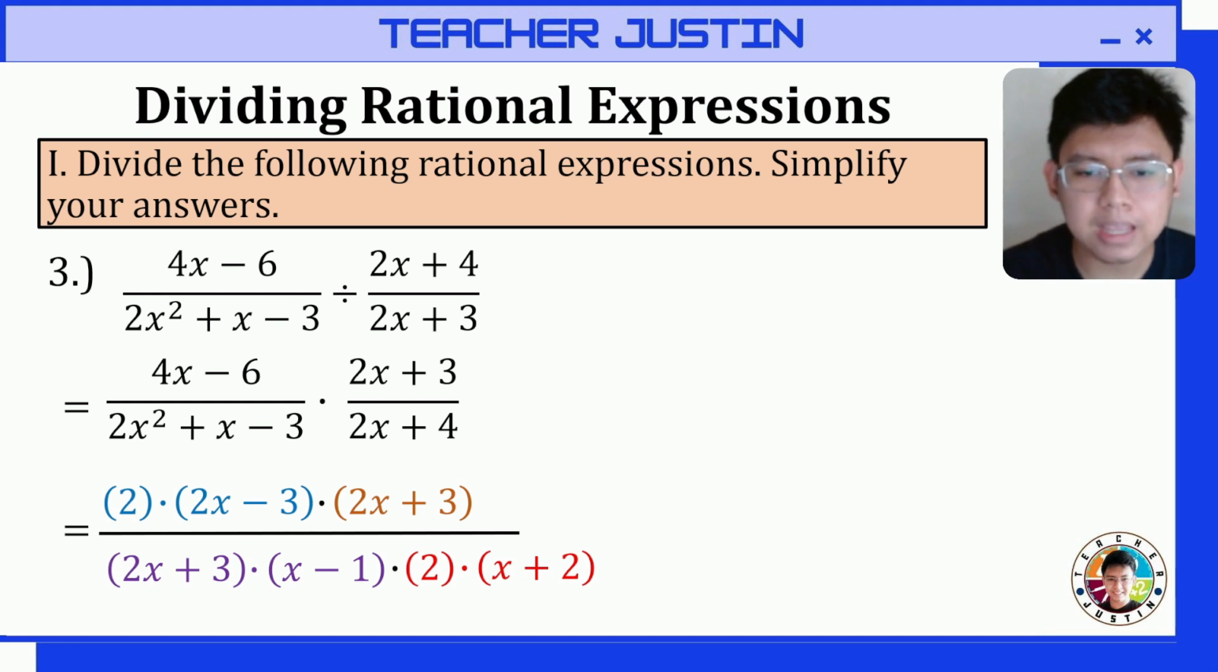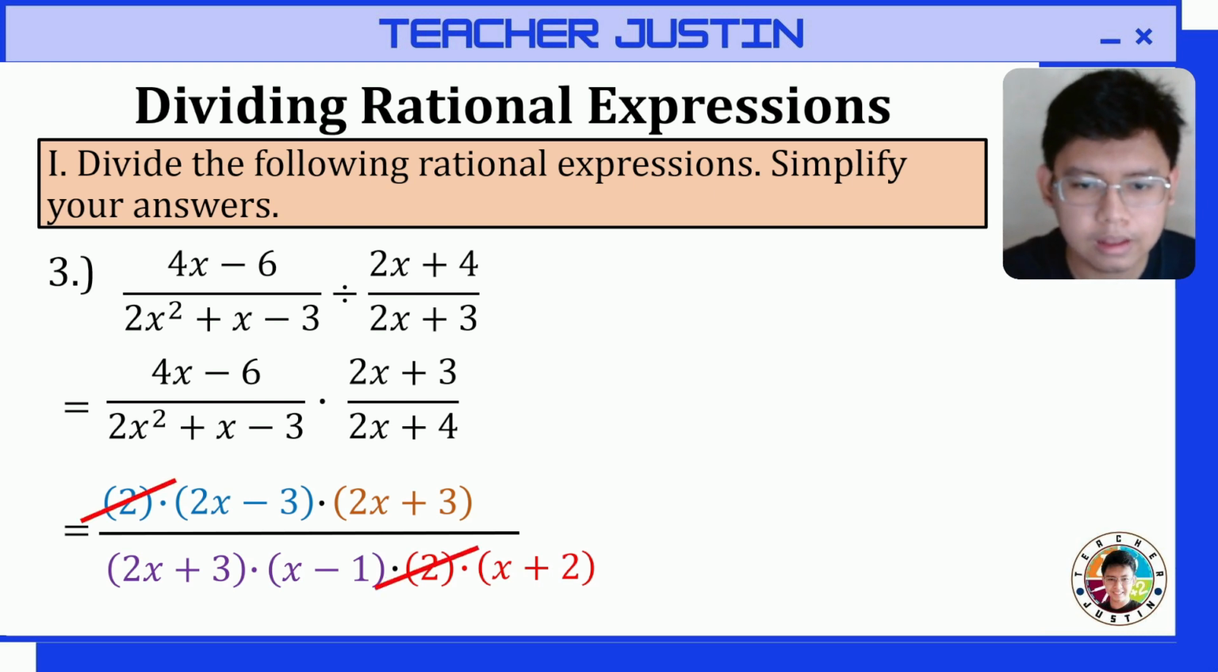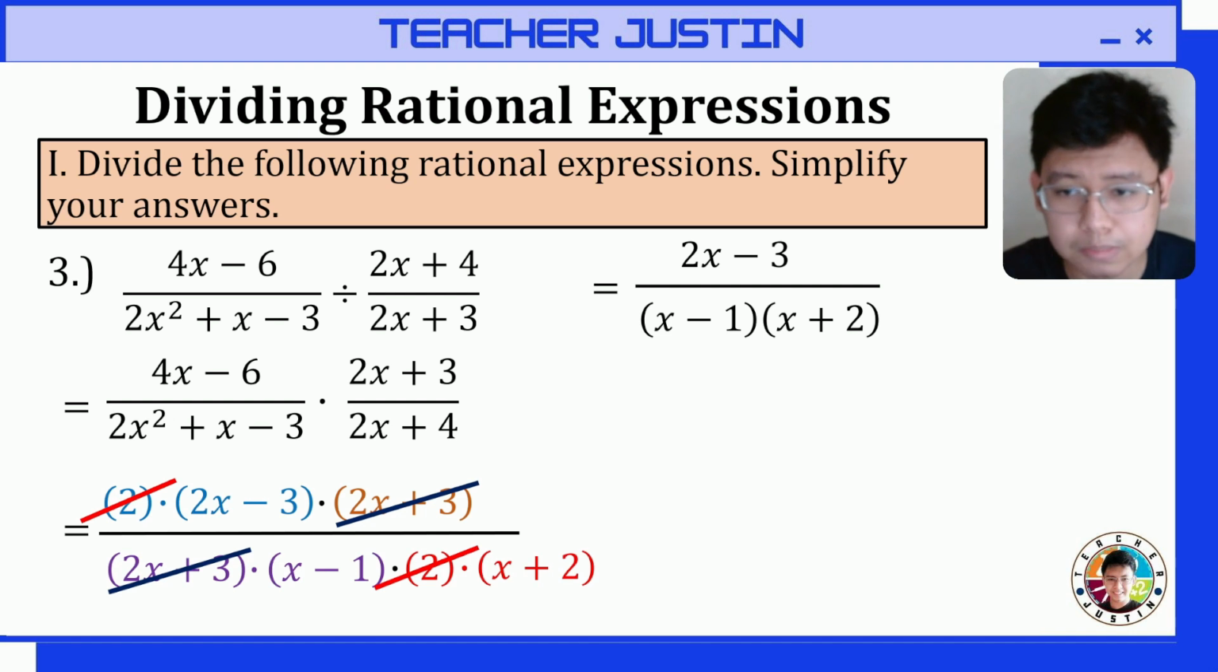Now, let's apply cancellation to simplify our rational expression. Cancel 2, then cancel 2x plus 3. What remains in the numerator is 2x minus 3. What remains in the denominator is x minus 1 and x plus 2.